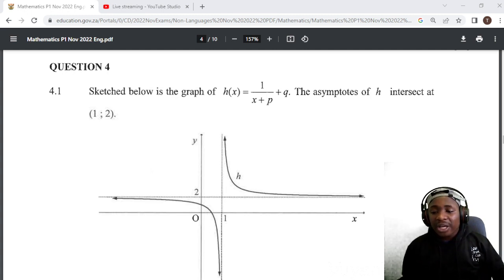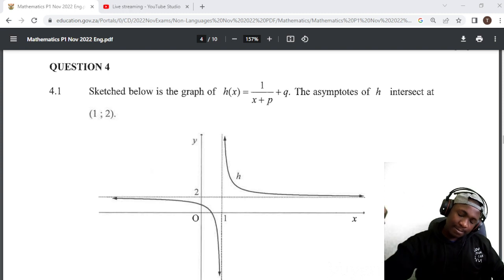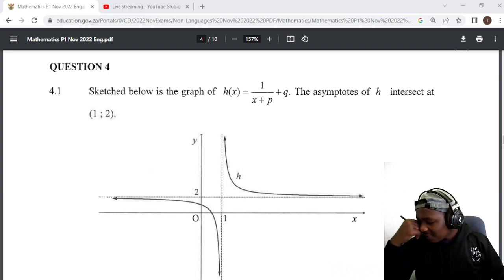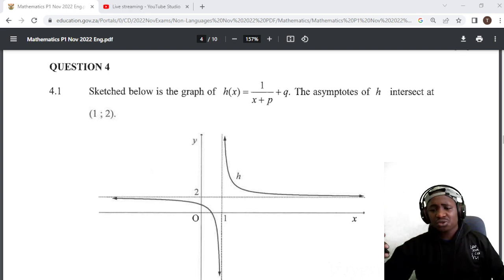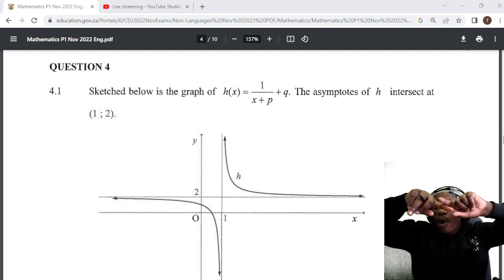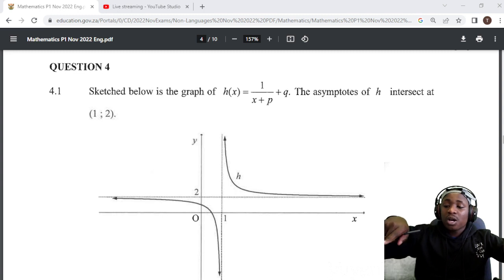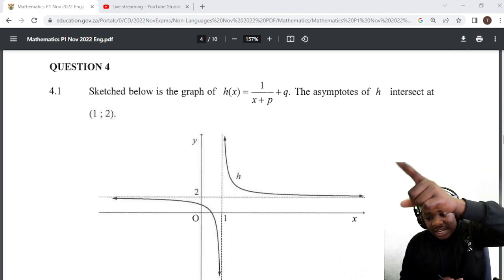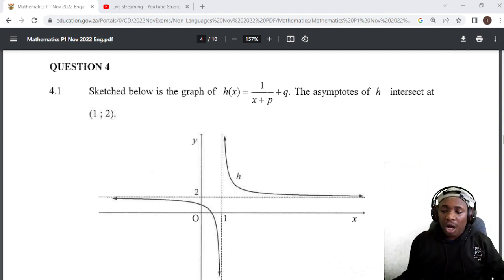Now we're also looking at what we call the inverse function. That's what we need to know, and the strategy is the same. We need to know your x and y intercepts. If it's a hyperbola, know your asymptotes. If it's a parabola, know that we have what we call the turning point, because the function has a turning point. Where it turns is what we call the turning point.